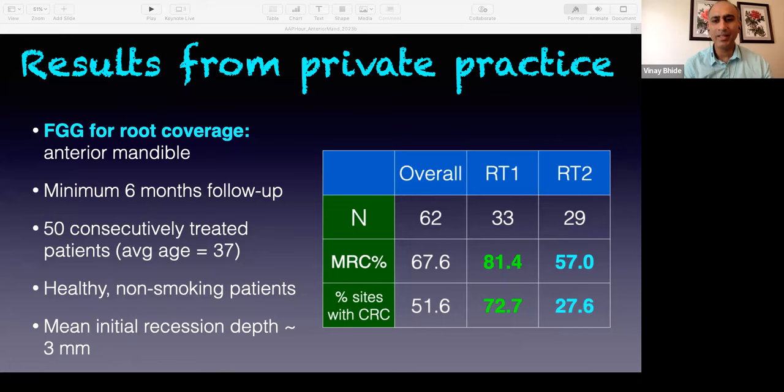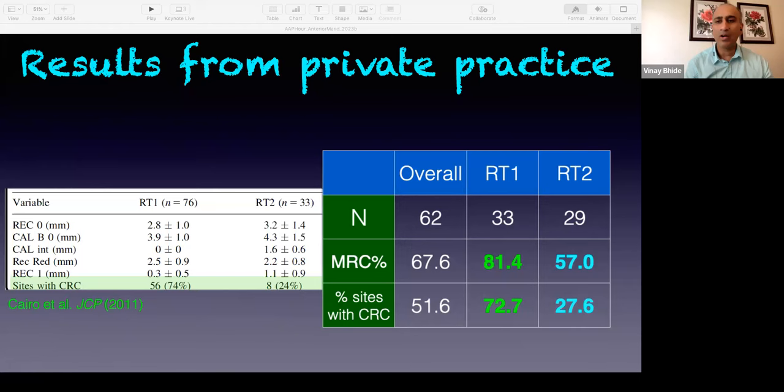And this is very interesting because it actually compares very well to the Cairo classification data that they presented in their paper from 2011, where for their RT1 defects, they were typically able to get 74% of the sites with complete root coverage. And for an RT2 defect, maybe only 24% of the time. Interestingly, the data that they used to devise their classification did not consist at all of results obtained from free gingival grafts. It was all coronally advanced flap or pedicle grafts with or without a connective tissue. So the fact that this classification can also, by virtue of what I've been able to see in my practice, validate what you can see with the free gingival graft, it's pretty powerful in that sense. And it actually validates the Miller classification to some degree as well, because the Miller classification was essentially all based on free gingival grafts.